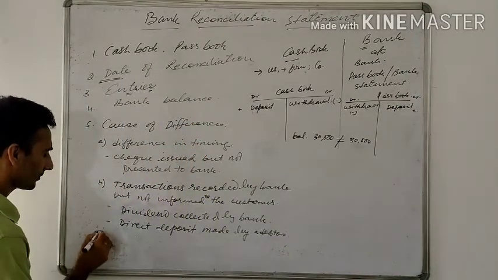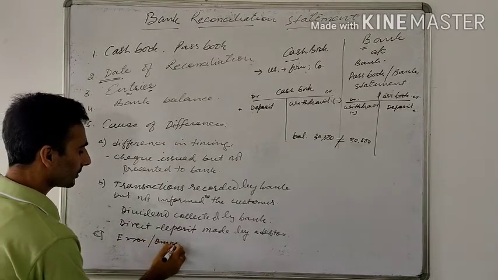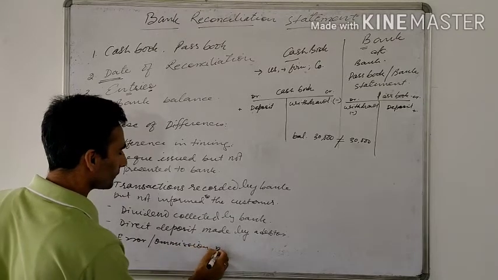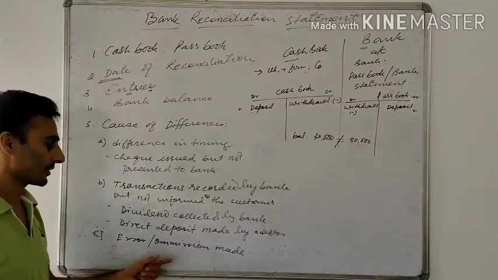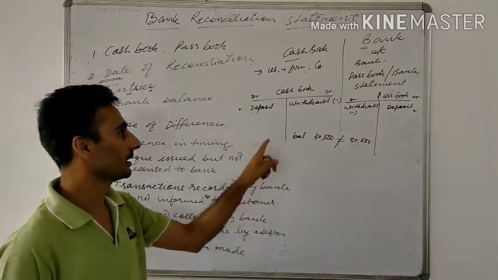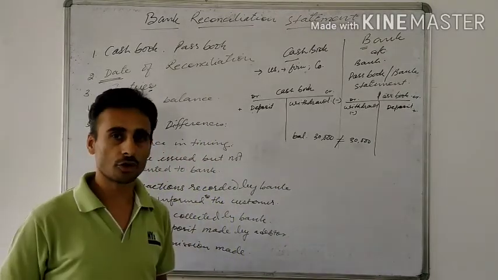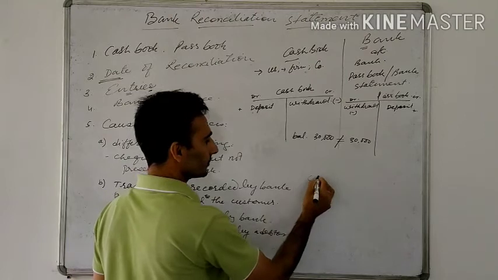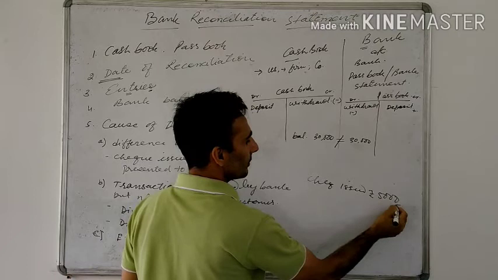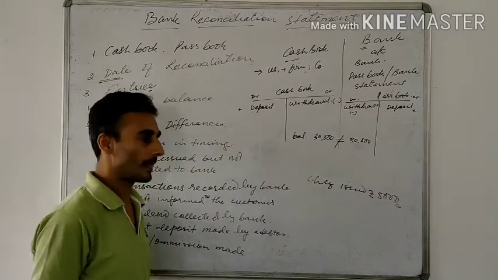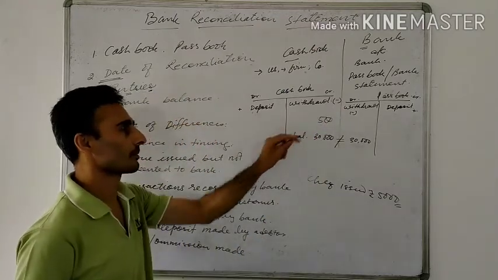Number C, error or omission made. This error or omission, the mistakes or omission, can be done by you or even can be done by the bank. Check issued for rupees 5,000, right? But instead of writing 5,000, you have written 500. This is the error made. This is the error made by whom? Made by you.